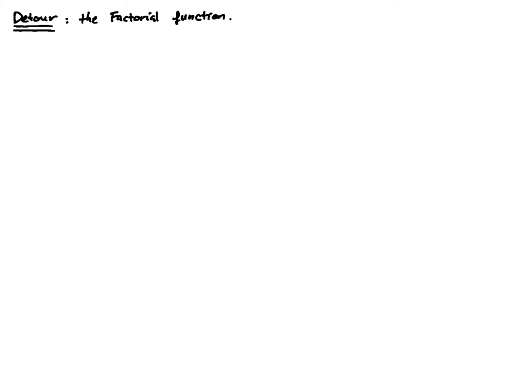Let's now take a quick detour and talk about what's known as the factorial function. Let's look at the definition. Suppose we have an integer k. Okay, so k is 0, 1, 2, 3, 4, 5, and so on and so forth. So we have the following definition.